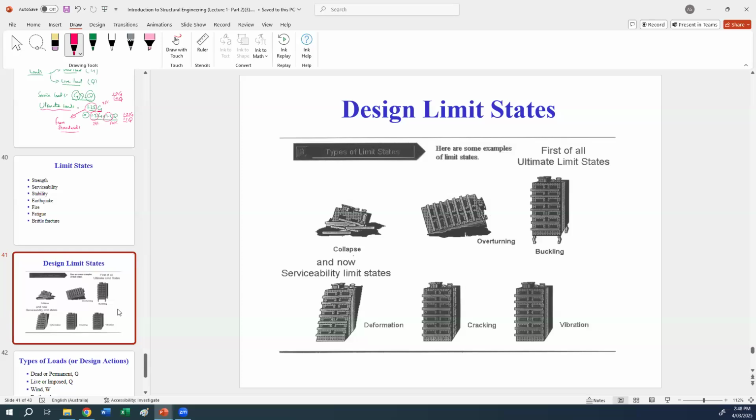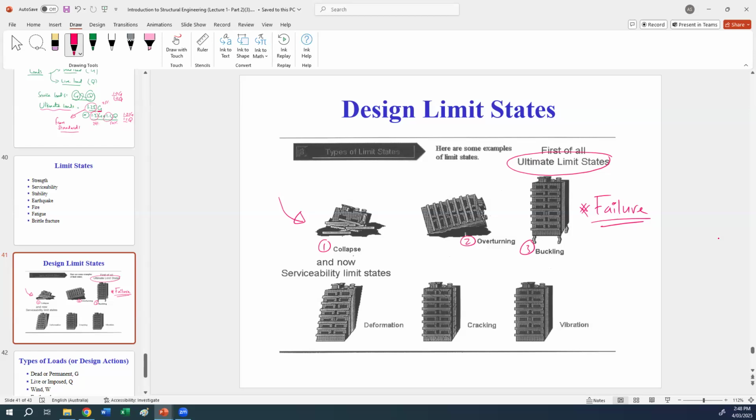And this is just a figure showing you the different criteria of the two limit states we are concerned about, the serviceability and ultimate limit states. The first one is the ultimate limit state, where we are dealing with collapse, overturning, or buckling of the structure. So the ultimate limit state deals with failure of the structure. The failure can be total collapse, overturning, or buckling.